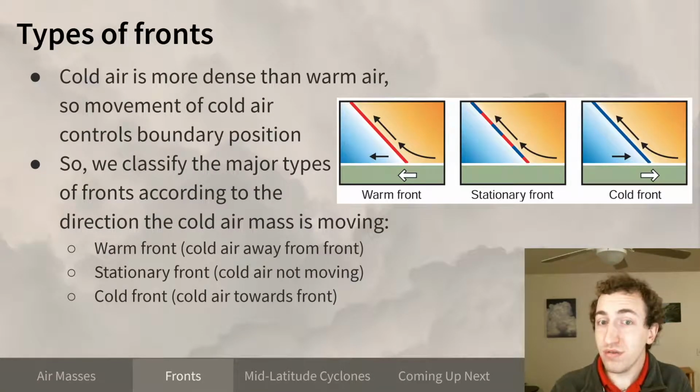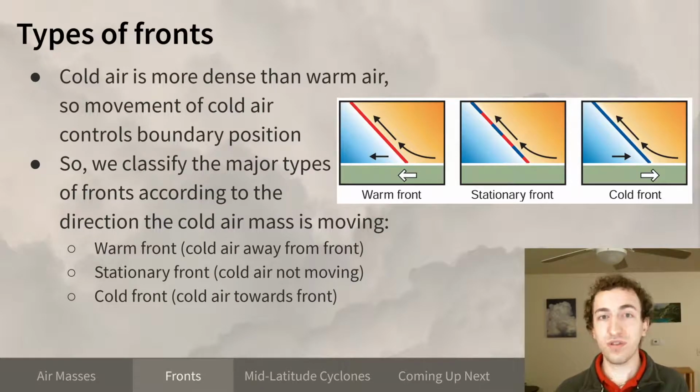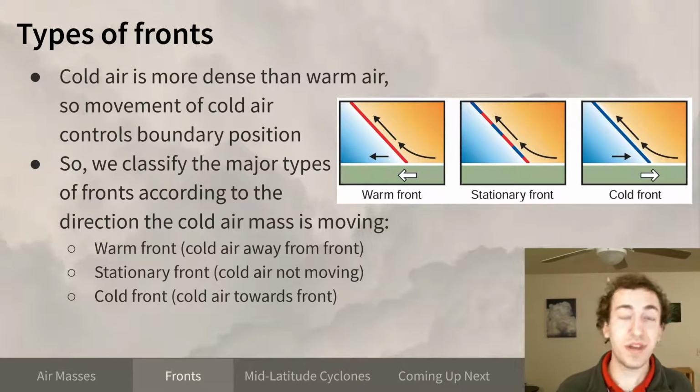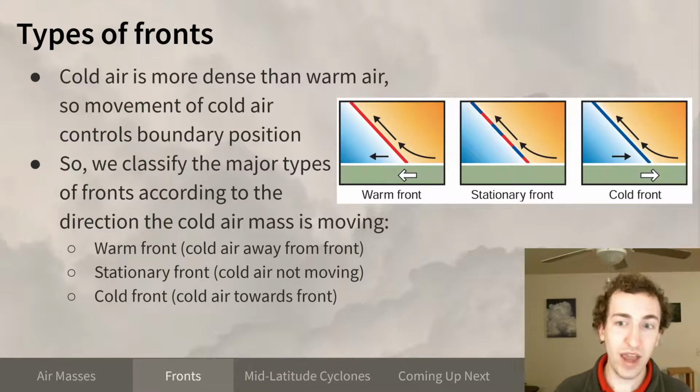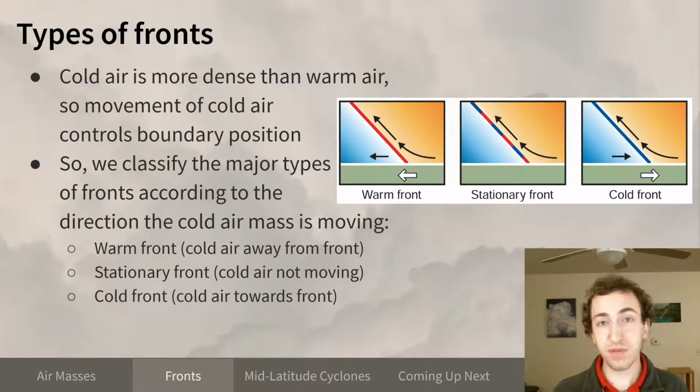And so we get into actually talking about these kinds of fronts. If we want to categorize fronts, a useful tool is talking about the cold air, because cold air, being more dense than warm air, tends to control the movement of these boundaries, because cold air, or denser air, tends to be the one that if it moves around, it's going to push or force the less dense air out of its way. So the cold air, when we talk about these fronts, controls the boundary position. So we classify the major types of fronts according to the direction that the cold air mass is moving.